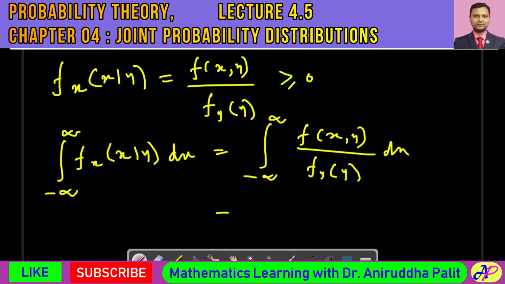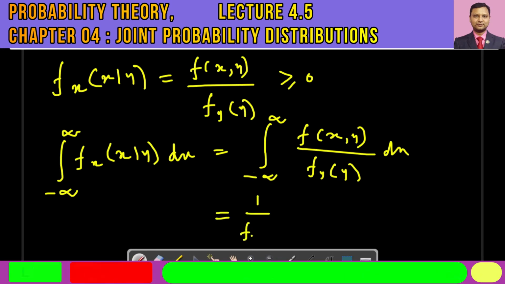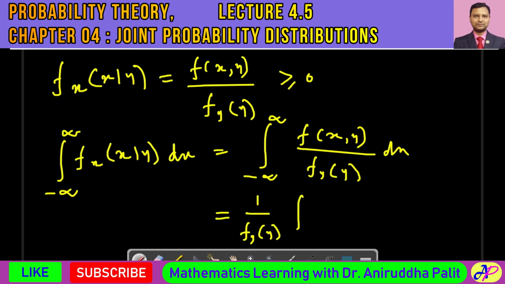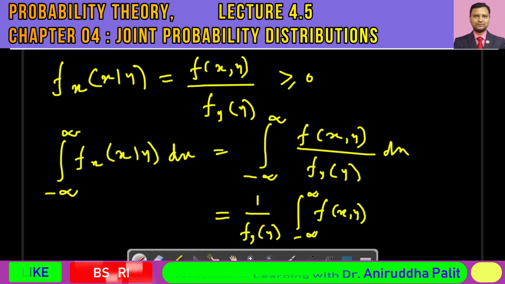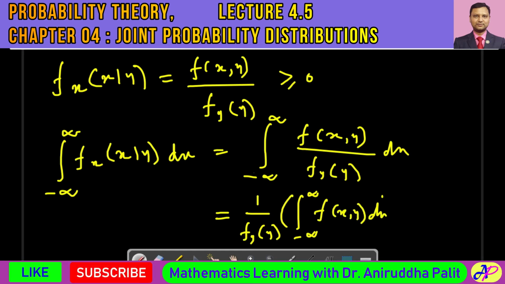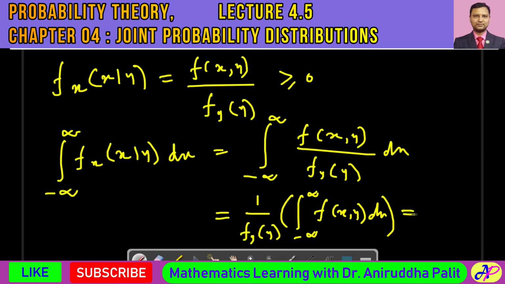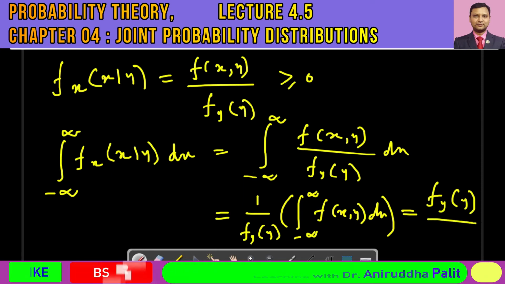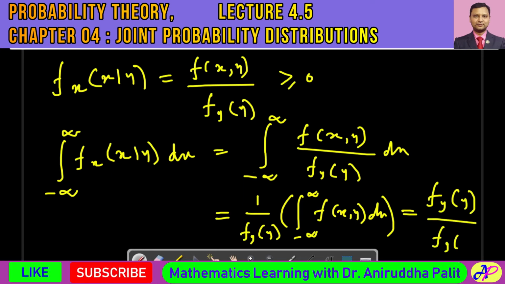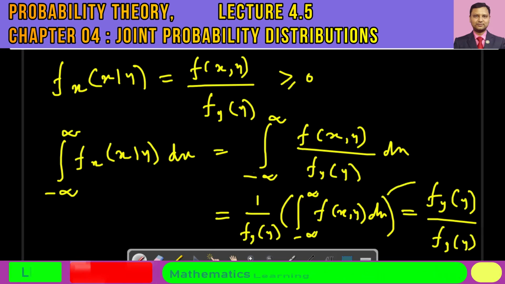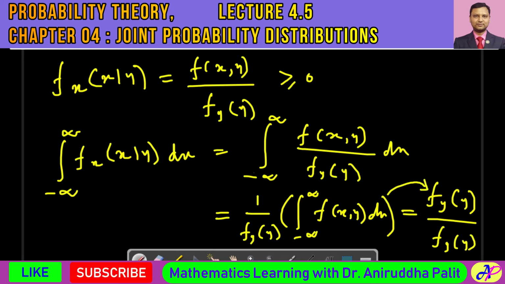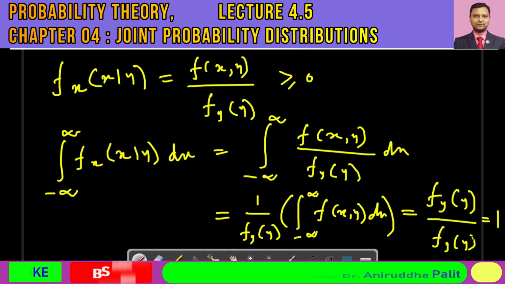We can write this expression as equal to 1 by f_Y(y) times the integral from minus infinity to infinity of f(x,y) dx. And this expression within the bracket is nothing but the marginal density function of y. So we have f_Y(y) divided by f_Y(y). This expression within the bracket is nothing but the marginal density function f_Y. So the value of the integral is always equal to 1.